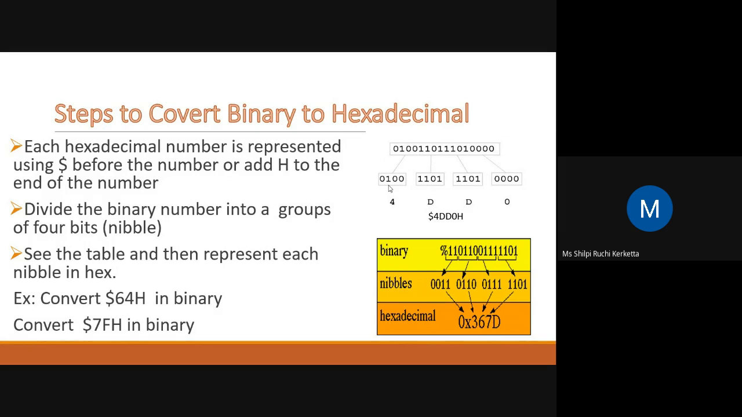Understood this part? Yes, ma'am. Okay. To check the errors they can use this hexadecimal coding.